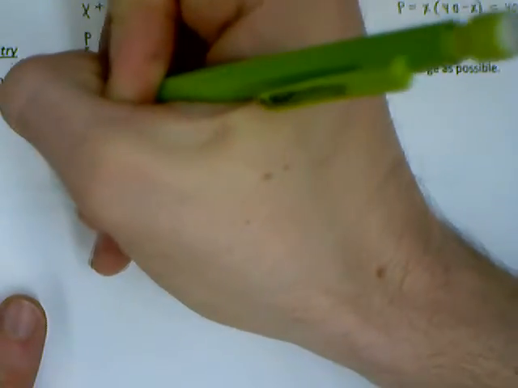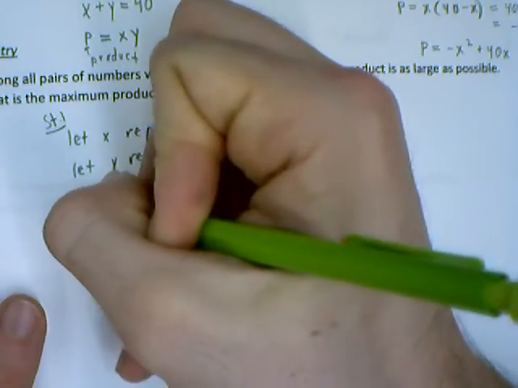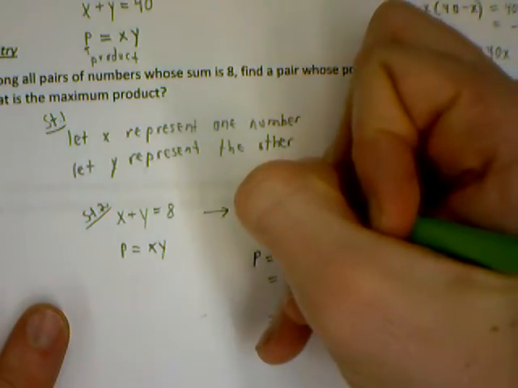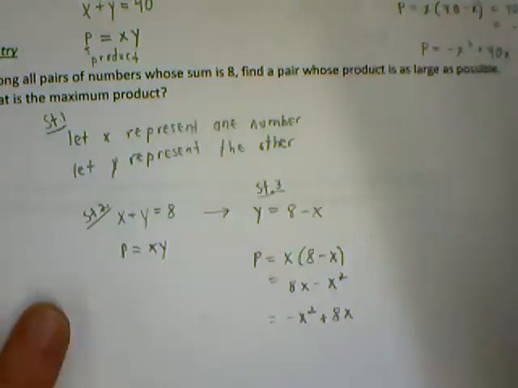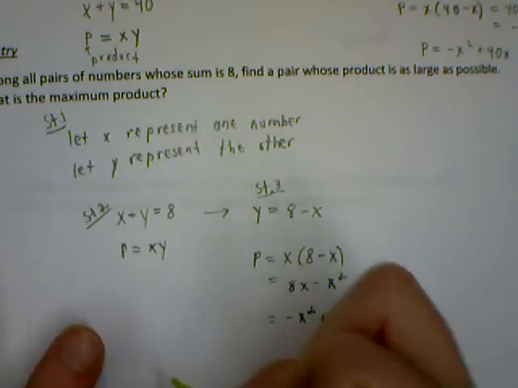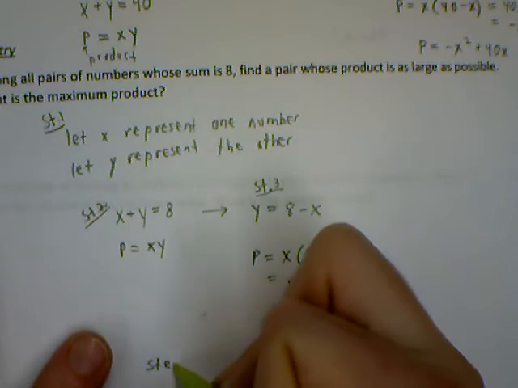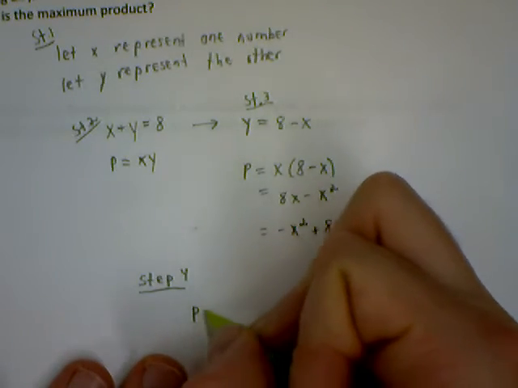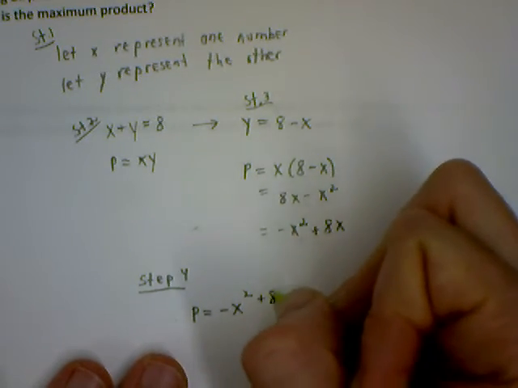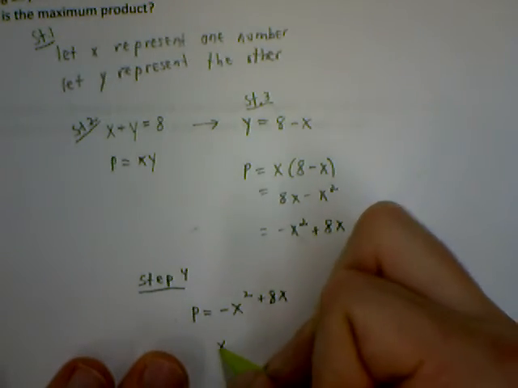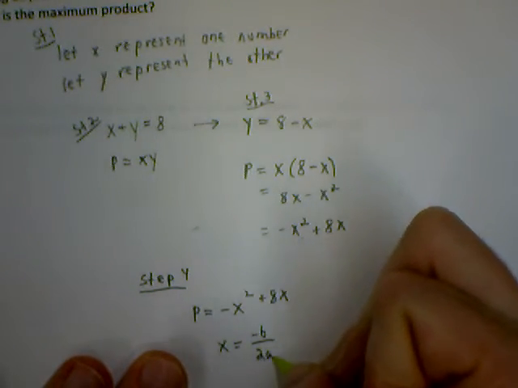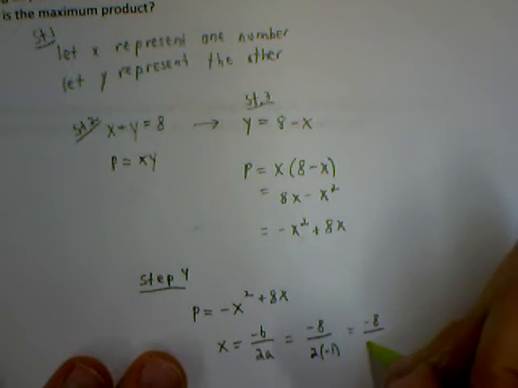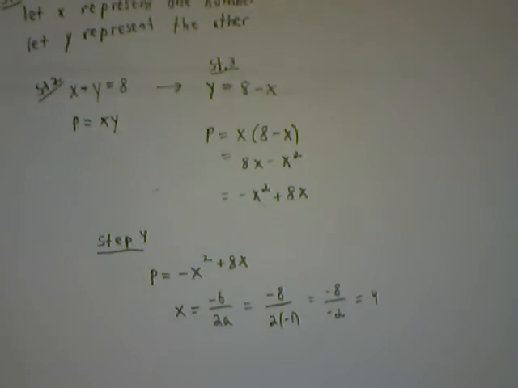So step 1. Here's step 2, set up a system. Step 3, we're going to use substitution to get our quadratic. And then step 4, we're going to maximize or minimize. In this case, they want a maximum. So let's do that. I have p equals negative x squared plus 8x. So I'll find the vertex. x equals negative b over 2a. It's negative 8 over 2 times negative 1. Negative 8 over negative 2, or 4. So I know my x value is 4.